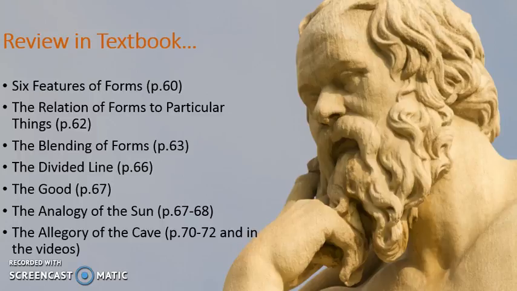So in particular, make sure that you look at the 6 features of forms on page 60, that you understand the relationship between forms and particular objects in the world of becoming, that you understand the blending of forms, his concept of the divided line, the good, the analogy of the sun, and the allegory of the cave. And the page numbers are all here for you, and the allegory of the cave is really nicely illustrated in one of the videos for this week, so that should help you as well.